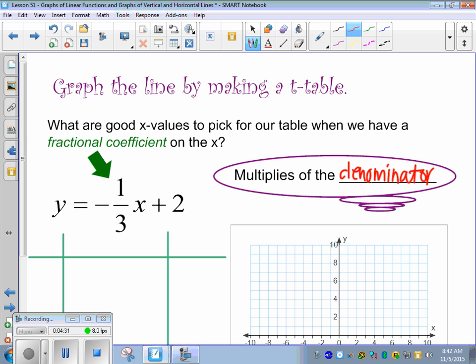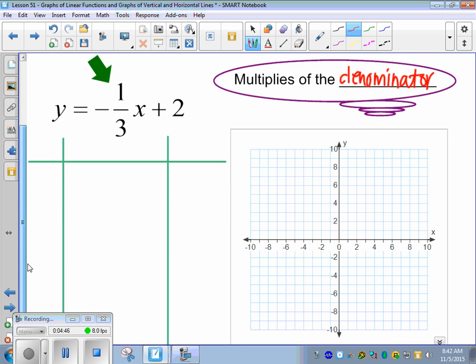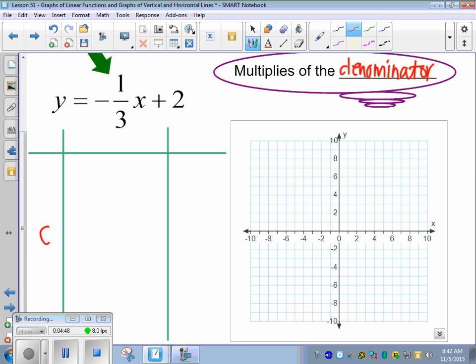Everyone should be putting that as a little note in your notes here. Whenever we have a fraction in front of our x, which is just the nice way of saying fractional coefficient, we want to pick multiples of the denominator to plug in for our x values. So just like before, we want to have it centered around 0. So I'm going to have 0 there, and then I want multiples of 3. I'm going to go down 3, down another 3, and then up 3, and up another 3. All of those are multiples of 3. It's going to make my life really easy when I'm plugging in the points.